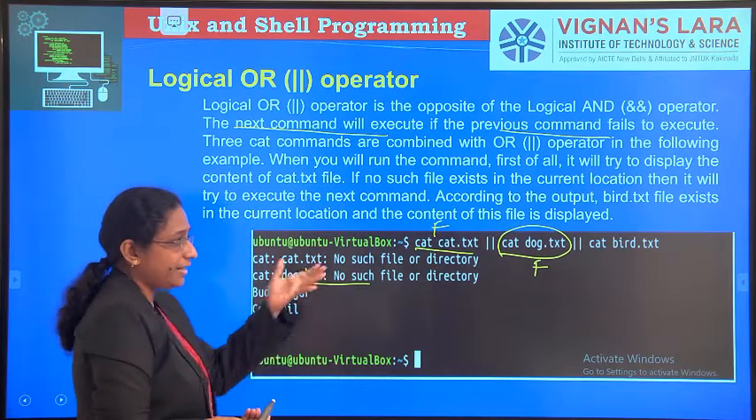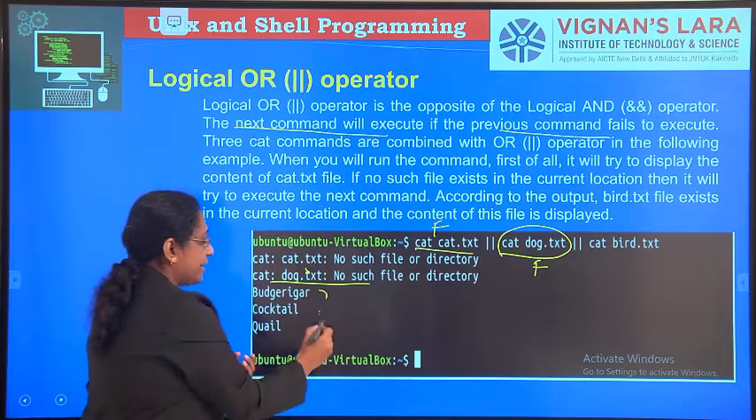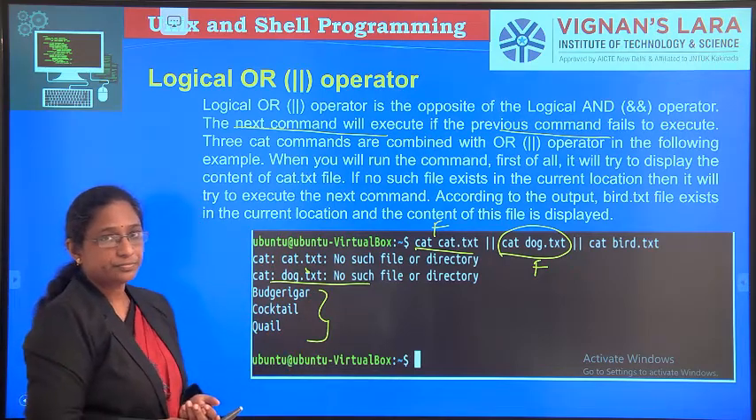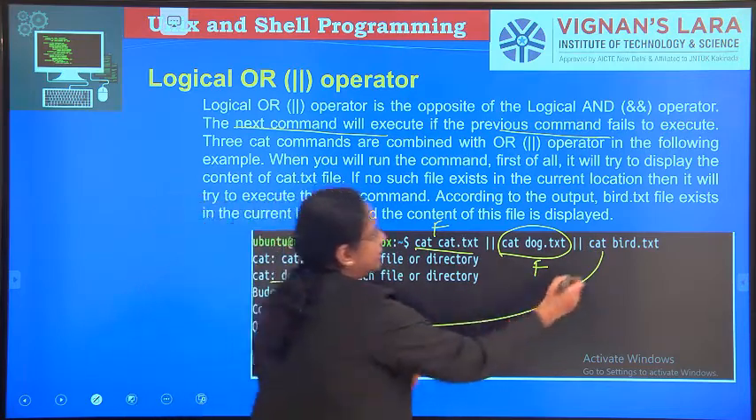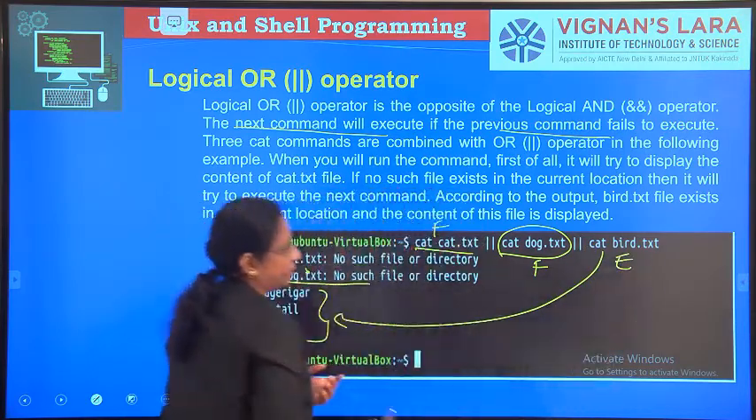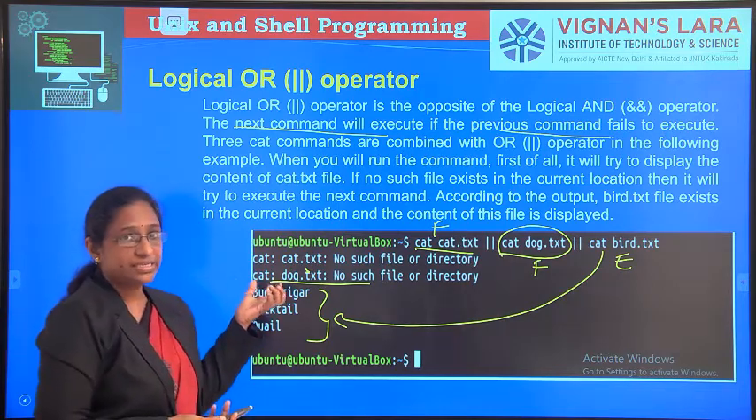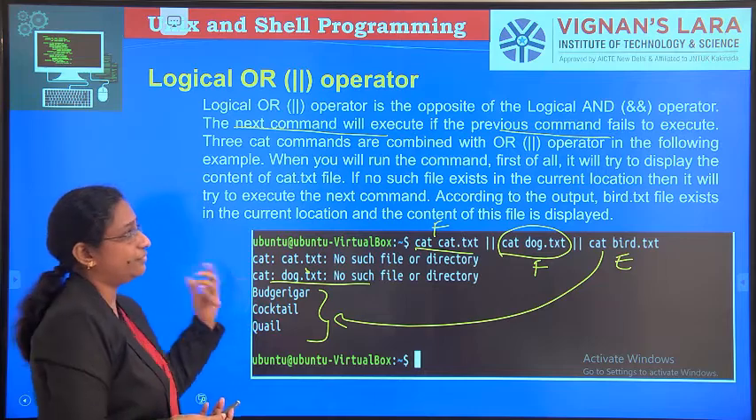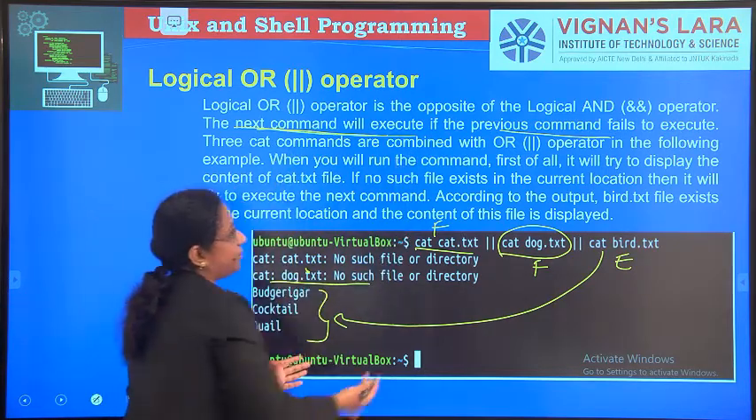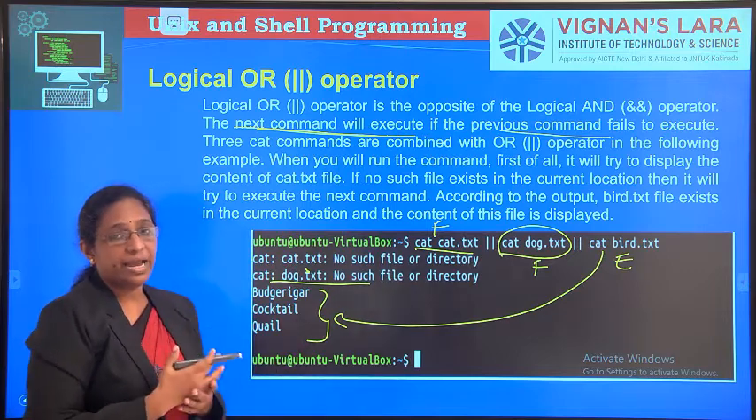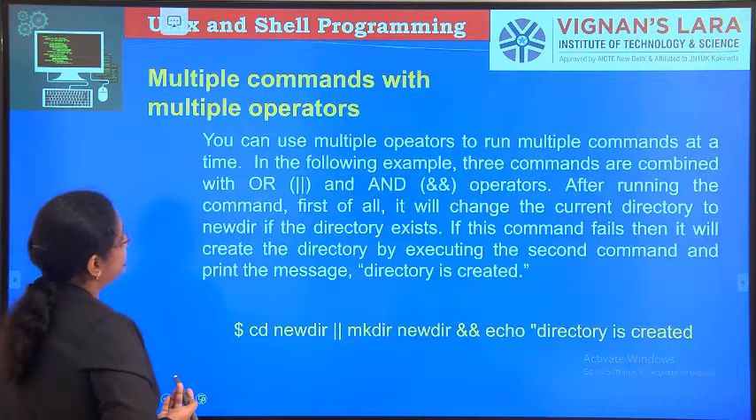That command is executed. There are some contents in the file, and those contents are displayed here. These are the contents of this third file, which means that the third command is executed. So that is the OR operation, the reverse of your AND operation, where the next command is executed only if the previous command fails. That is the OR operator.